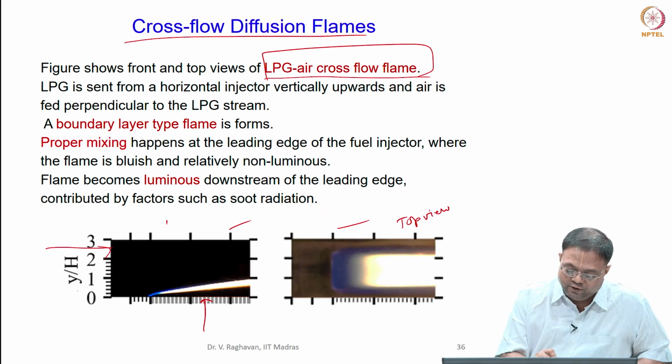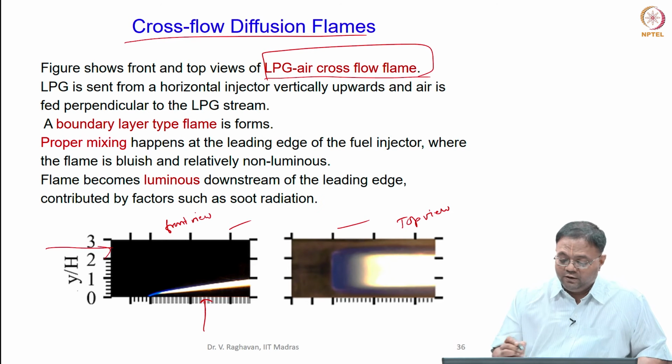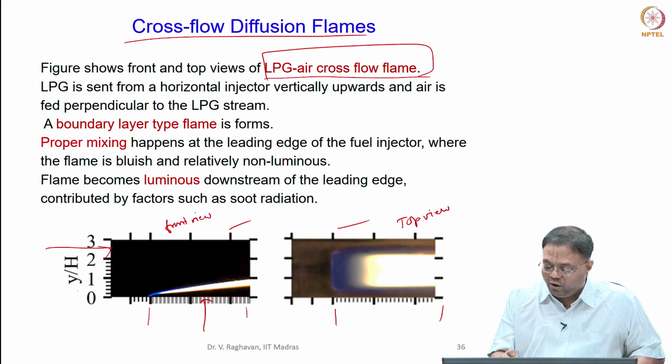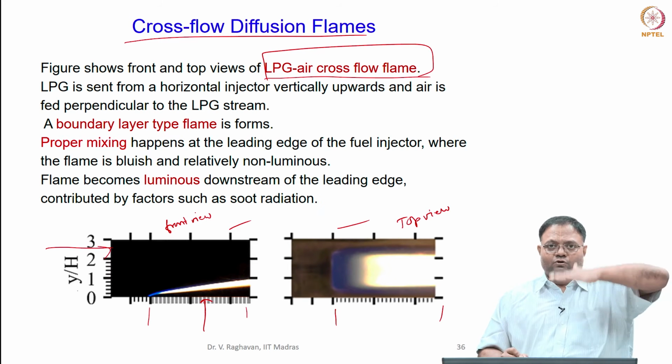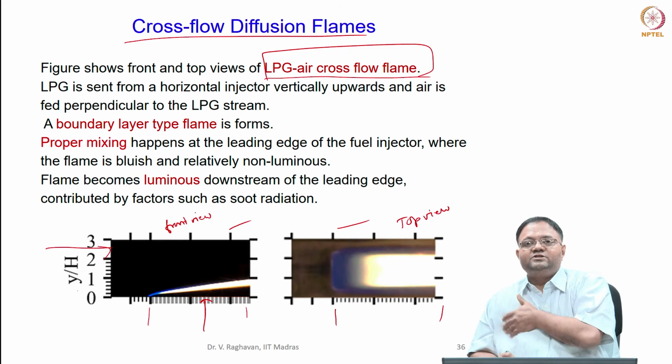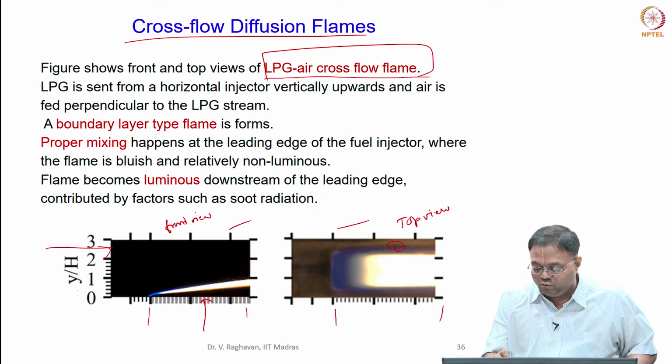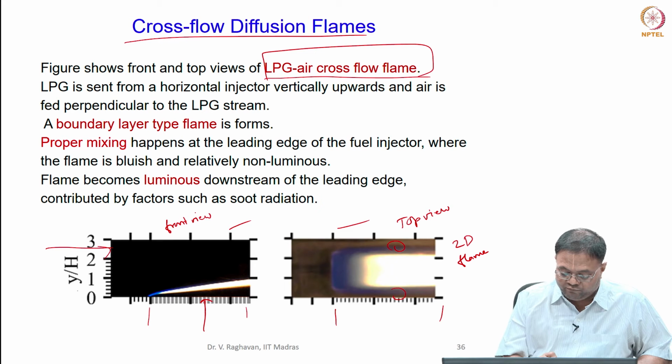This is the top view of the flame, and this is the front view of the flame. You can see that this is the injector, and here also the injector. So the flame is phenomenally two dimensional. From the top you can see the flame covering the entire injector plate uniformly, and there are no side effects here. So this is a phenomenal 2D flame, and in this front view you can see this is a boundary layer type flame.